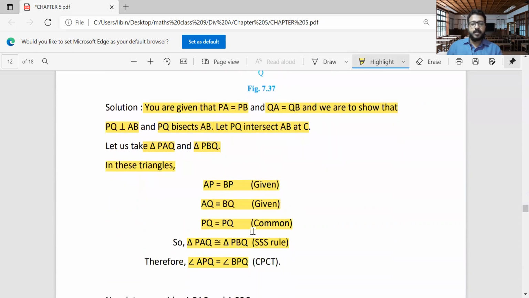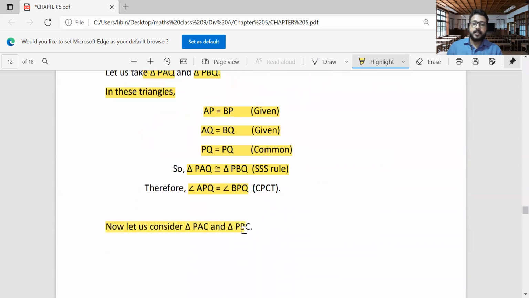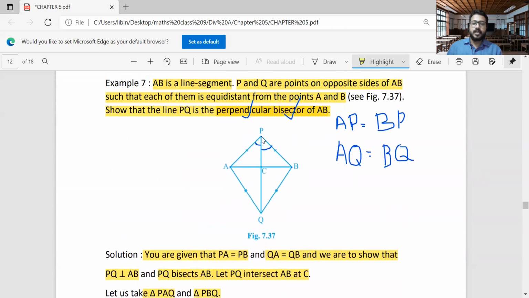Now let us consider the next two triangles, triangle PAC, that is the small triangles, and triangle PBC. Now, do you know why we have chosen those? Because our aim, as I have told you, is to show that AC is equal to BC and PQ is perpendicular to AB. Such things are our aim. That's why we have chosen first triangle PAQ and next triangle PBQ.